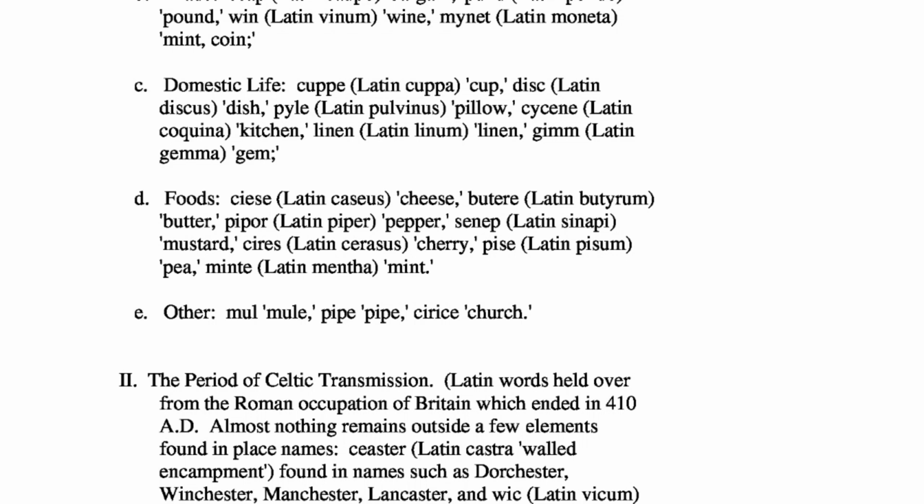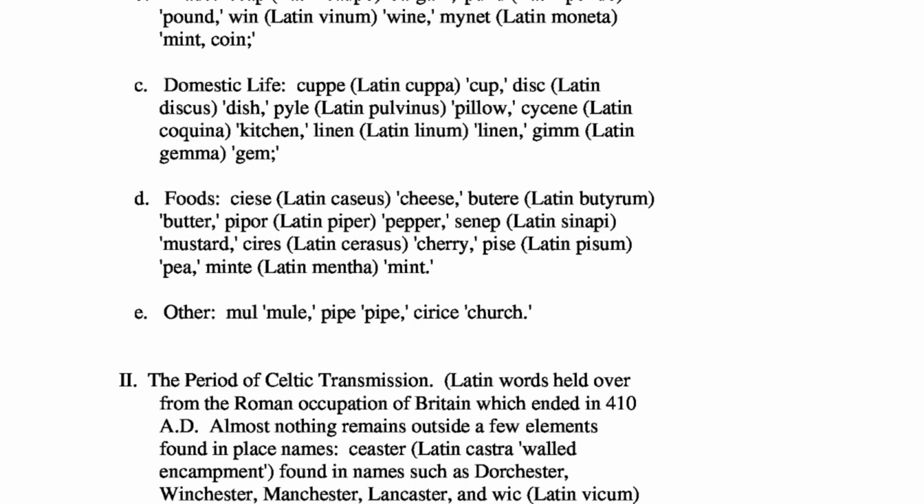Old English words for foods such as siese, buttere, pipor, senep, keres, and pise are borrowed from Latin words cassis, buttirum, piper, sinapi, cerasus, and pisum. Their modern English words are cheese, butter, pepper, mustard, cherry, and pea.